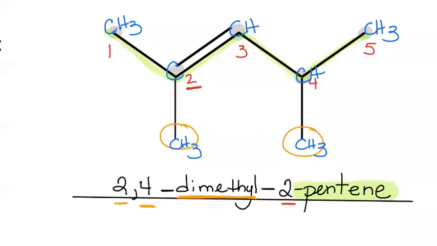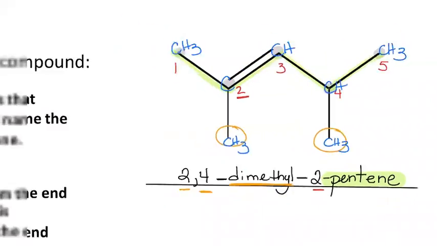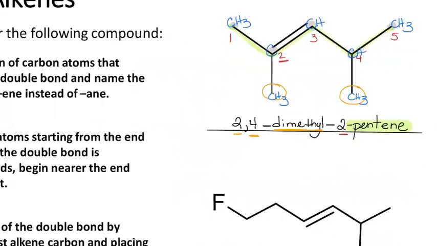Yeah, you guys are correct in the chat. The 2 before the pentene is the first carbon in the carbon-carbon double bond. For alkenes, you need to tell me where's the first carbon in the carbon-carbon double bond. As long as you have 4 carbons or more in your alkene, you have to tell me where the carbon-carbon double bond starts. Okay, let's move on to the next example.